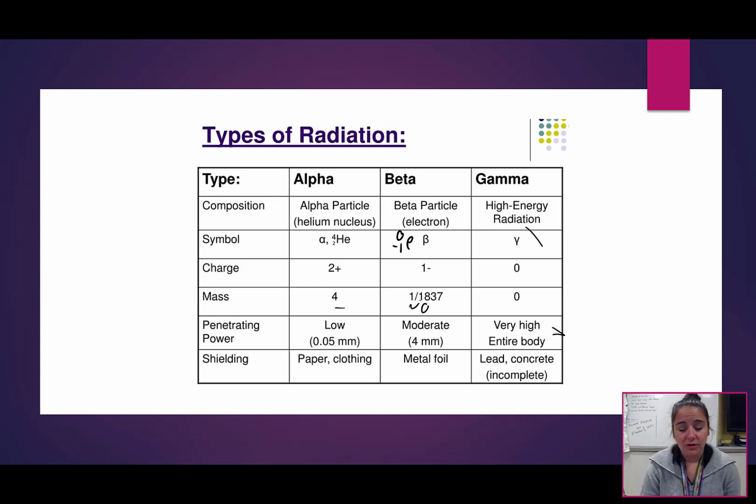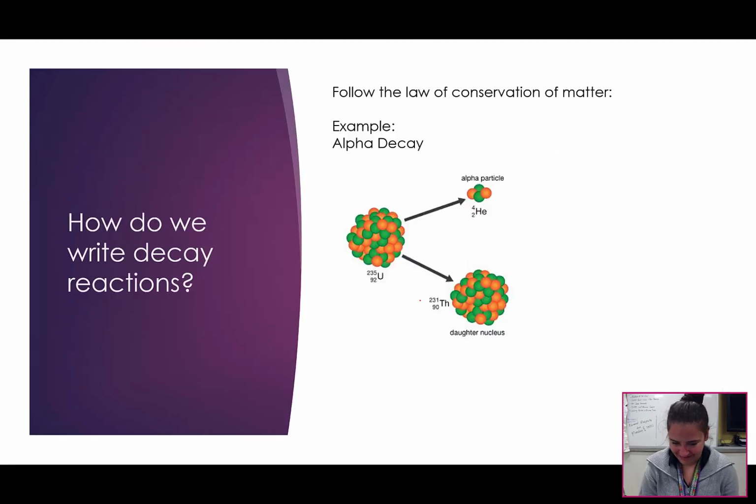Okay, so the skill we need is to be able to write these. The name of the game here is just to follow the law of conservation of matter, and it just makes sense because that's what's happening. We have our uranium nucleus here. That is uranium with a mass of 235. It's uranium, which is number 92 on the periodic table, so it's always going to be a 92 in that lower corner.